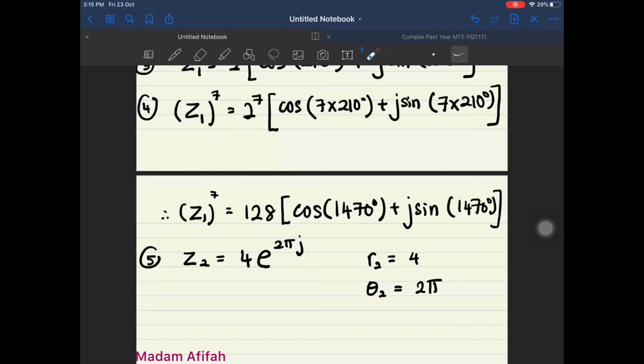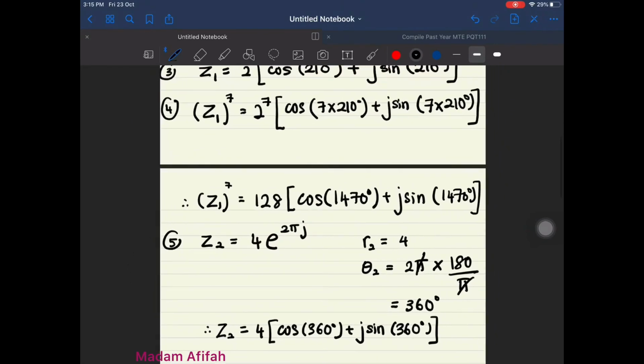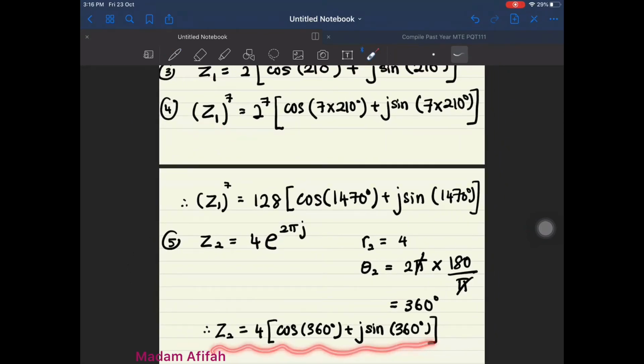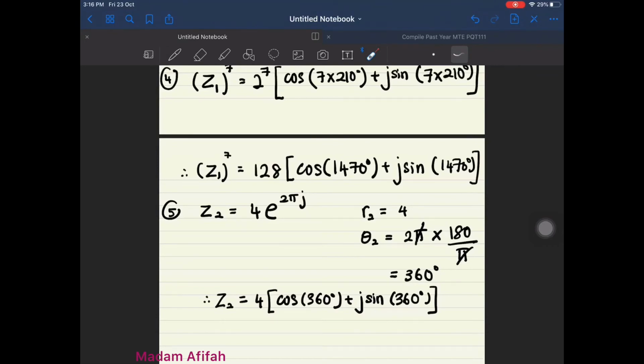But as you can see here, this one is in degrees, but this one is in radians. So we need to change this one into degrees. This one must be multiplied by 180 over pi, so you will have 360 degrees. Therefore, your z2 in polar form is 4 cos 360 plus j sine 360. Now your z1 to the power of 7 and your z2 are in the same form, which is polar form. By using the theorem in polar form, you can simply find z1 to the power of 7 over z2.